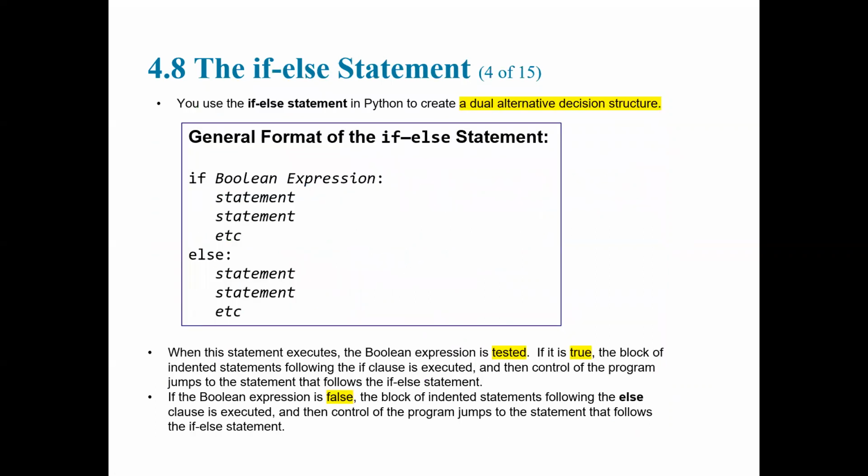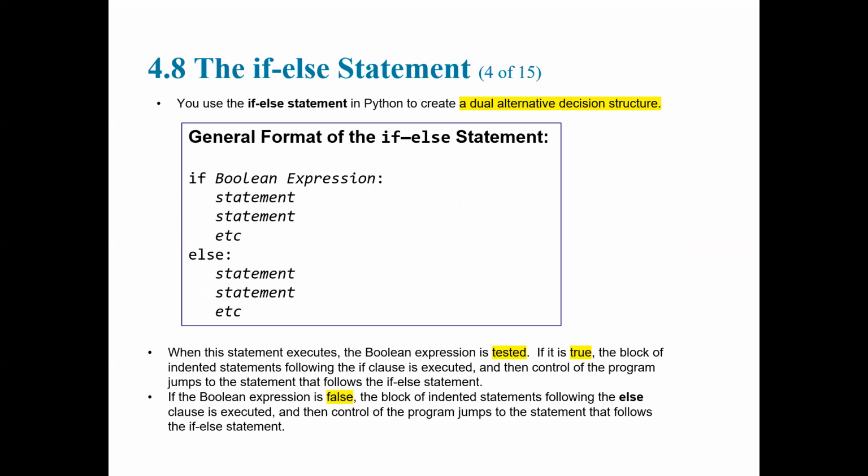The if-else statement. You use the if-else statement in Python to create a dual alternative decision structure. Some people call it a two-way branching construct. So the general format is if Boolean expression, then we have a block of code. Then we have the else clause, and then we have another block of code.